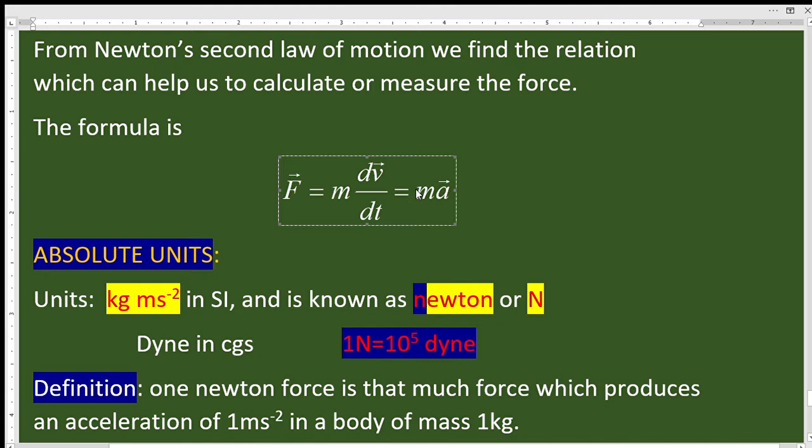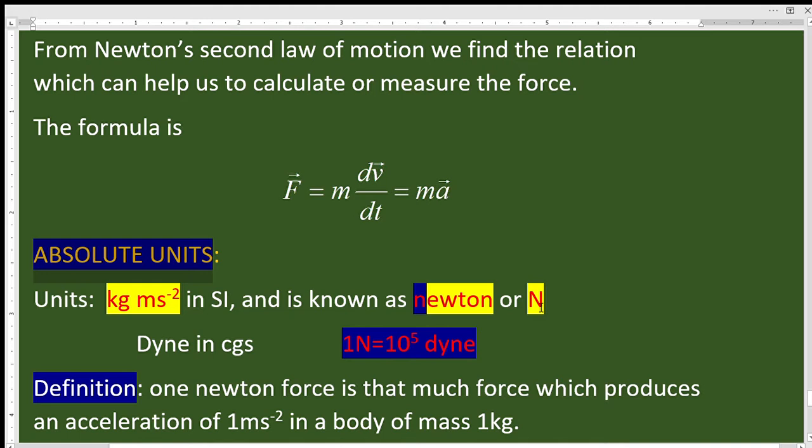Obviously mass is measured in kg, and acceleration is measured in meter per second square in SI. So we are talking about absolute units. You will come to know why absolute. So kilogram meter per second square, kg m s minus 2 as we write it in SI, is known as Newton. So why is this N blue? Because it has to be in lowercase or small n. If you write n, then it is capital N.